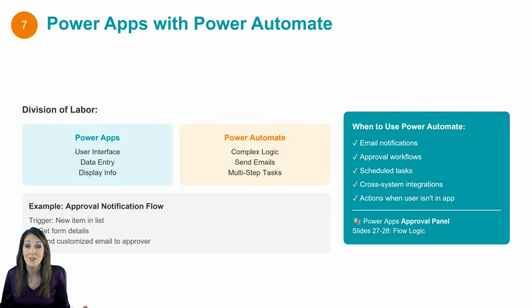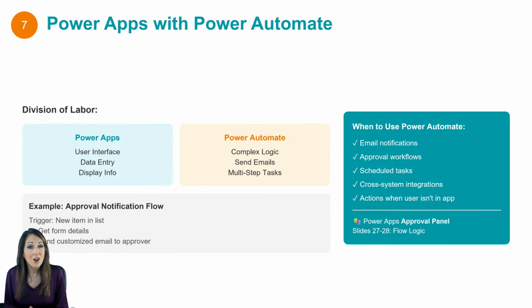Power Automate can even do scheduled flows that run at a certain time, look through a list of things and find maybe all the things that have a certain status and take action on those, like send people emails about them. So get familiar with the differences in these two products.